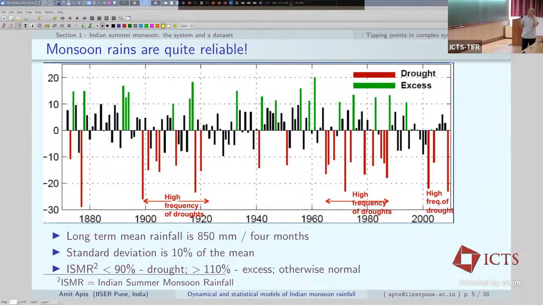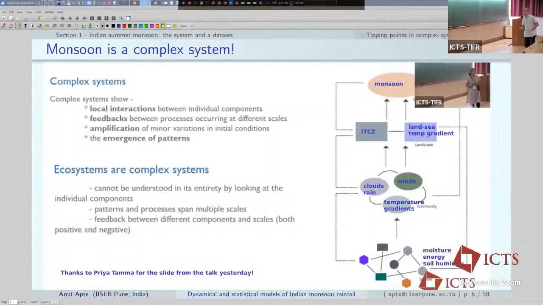So this is the variation, but then this has a huge effect. Less than 90% is what is declared as drought. More than 110% of the long-term average is what is declared as excess. So they're quite reliable in the sense of the total amount and the timing and the periodicity. What exactly is the difficulty?